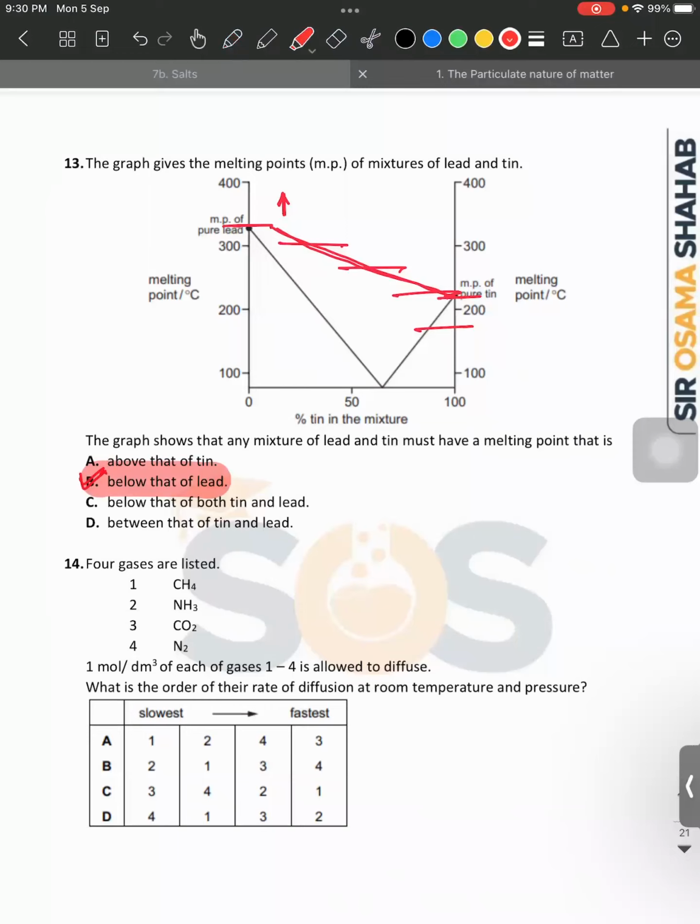If you are adding something, we know that if the solid is going to be impure, any solid that is impure, it will decrease the melting point. Impure solid का melting point decrease हो जाता है, decrease melting point, right बच्चों?